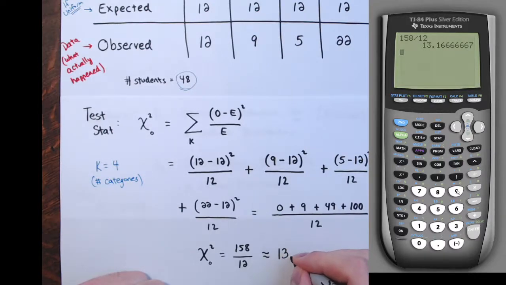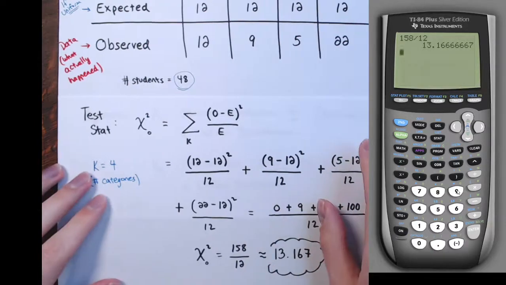So 13.16, and then they said round to 3 decimal places, so it's 666. The 6 would round this up to 13.167, right? So approximately 13.167 is my test statistic, my test chi-squared. All right, now that's one way to find the test statistic by hand.